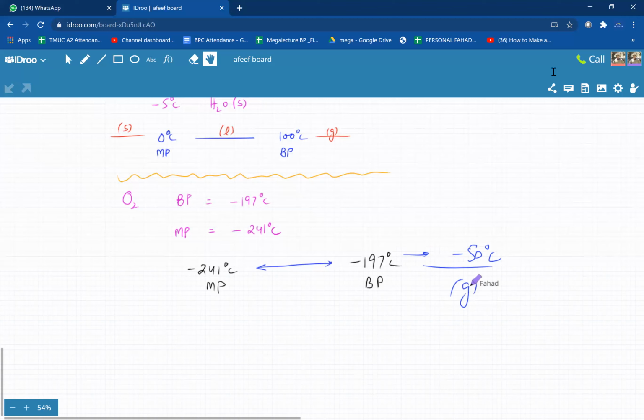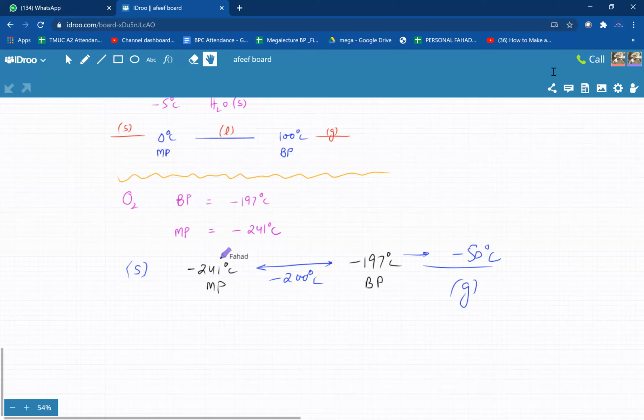If somebody says minus 200, what would be the state of oxygen at minus 200? Then it'll be liquid. So it's going to be over here. And what about minus 270? Then it will be a solid. So minus 270 is somewhere below minus 241, so it's going to be a solid. So you've got this right. You know how to do this.